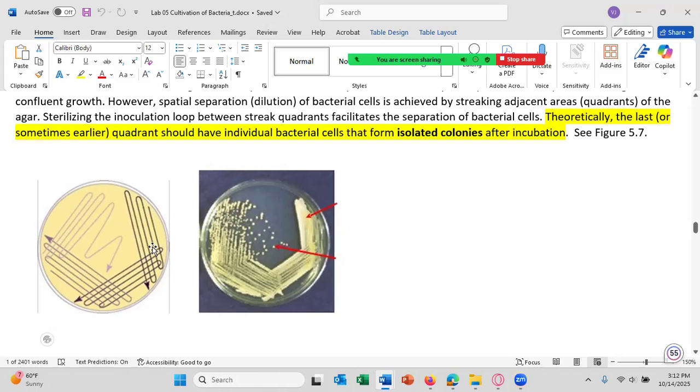If you get isolated colonies on quadrant 1, what are you likely to get in quadrant 4? Come on, somebody's going to have to guess. Uh, no colonies. Correct, because there will be too few colonies. When you go back into quadrant 1, you might get a colony or two in quadrant 2, but you certainly aren't going to get many. And then quadrants 3 and 4 will likely be just totally empty.